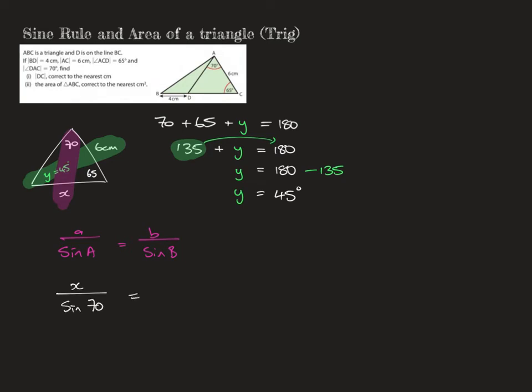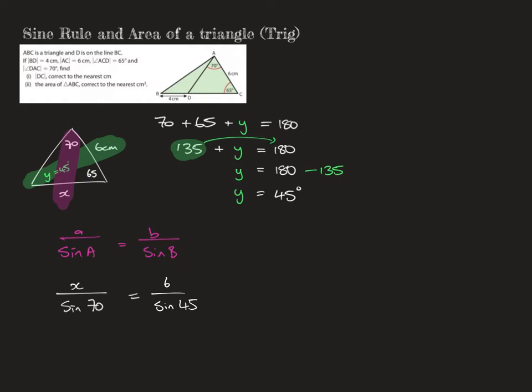is equal to, I'm now looking at the green ones, and I can see that my side is going to be 6, so I'm going to put 6 in for my side, and 45 is my degrees, so I can put 45 in for my degrees. So 6 for my numerator, and sine 45 for my denominator.